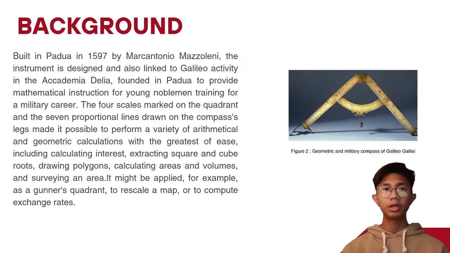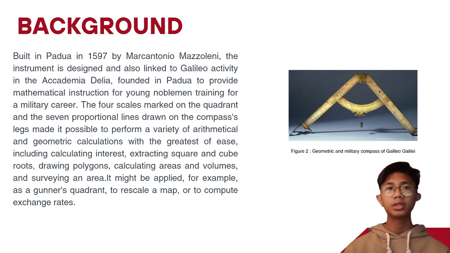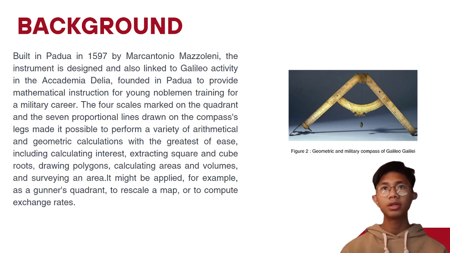Assalamualaikum, my name is Muhammad Kamarul Adam, and now I will talk about the background of the case study. The first point is the history of the compass mathematical instrument. Throughout the Renaissance, various attempts were made to create a universal instrument that could easily execute arithmetic and geometric calculations. This need was seen most acutely in the military, where weapons technology demanded increasingly specific mathematical knowledge. The very first proportional compasses were invented in the second part of the 16th century to meet this requirement. Galileo's geometric and military compass belongs to this type of instrument.